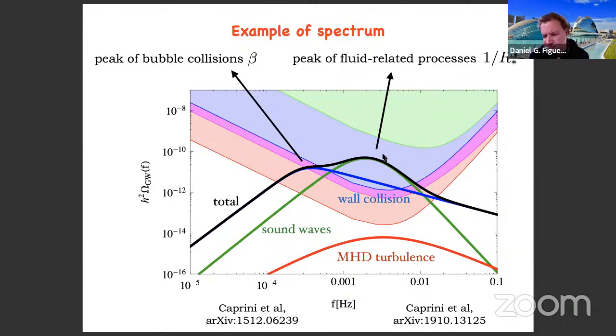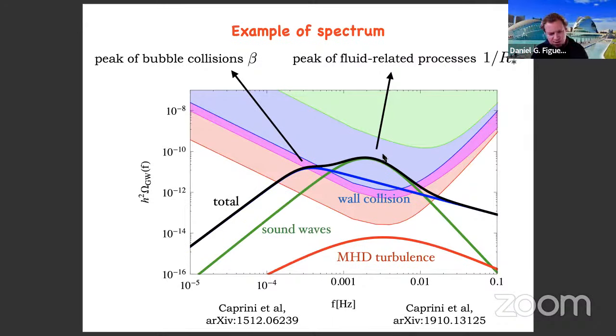So now this is not a spectroscopy of couplings. This is simply the contribution from different elements contributing to generating gravitational waves. So a standard prediction from these phase transitions is that this spectrum has typically a single peak or two peaks, depending on what source dominates.